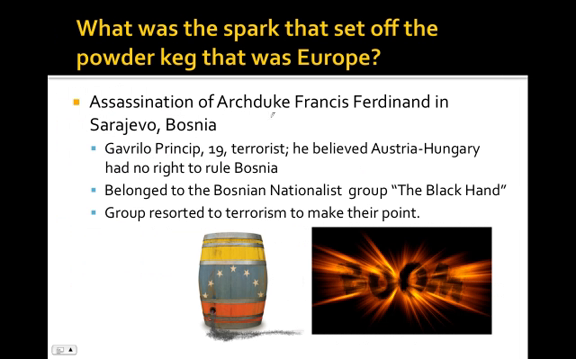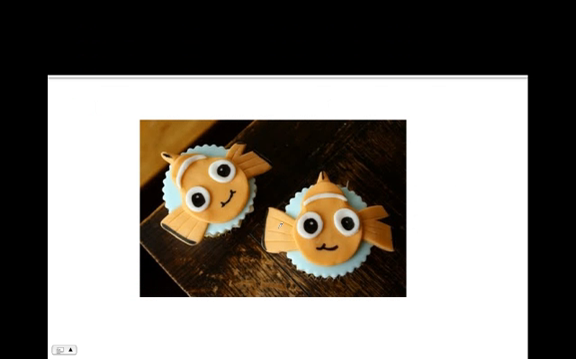So what was the spark? The spark is this assassination of Archduke Franz Ferdinand, in Sarajevo, Bosnia. Gavril Princip was a 19-year-old. He was basically what you would consider a terrorist. He believed Austria-Hungary had no right to rule Bosnia. He belonged to a Bosnian nationalist group called the Black Hand. The group resorted to terrorism to make their point.